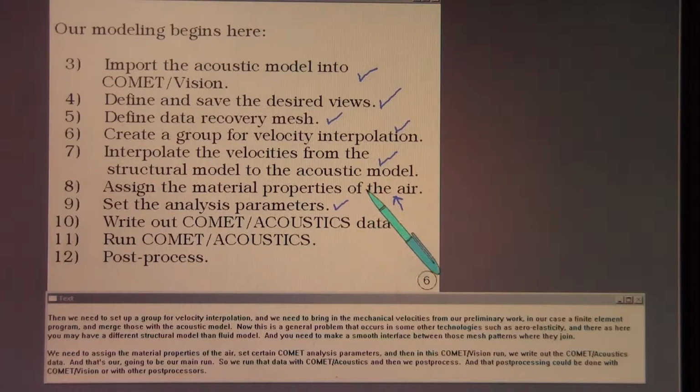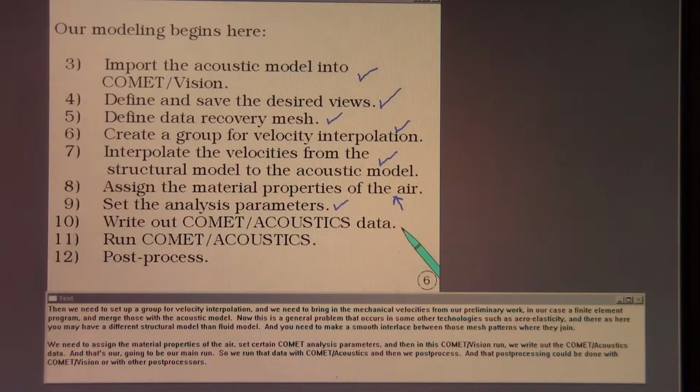We need to assign the material properties of the air, set certain Comet analysis parameters, and then in this Comet Vision run we write out the Comet acoustics data, and that's going to be our main run. So we run that data with Comet acoustics, and then we post-process. And that post-processing could be done with Comet Vision or with other post-processors.